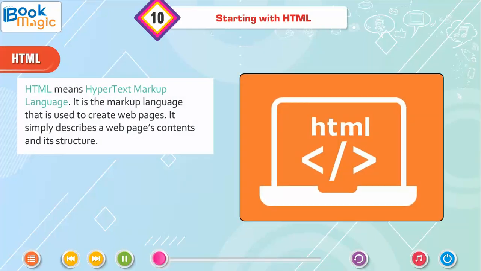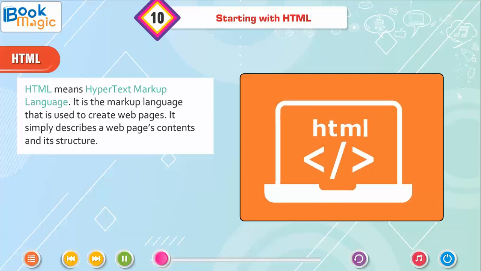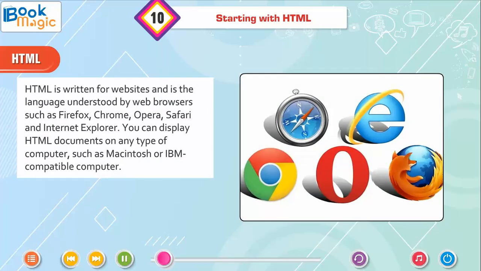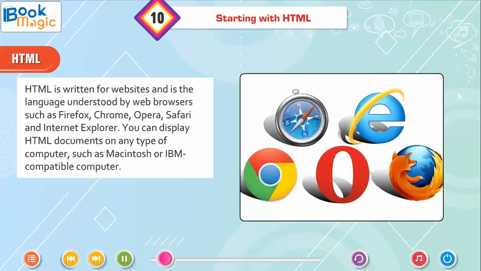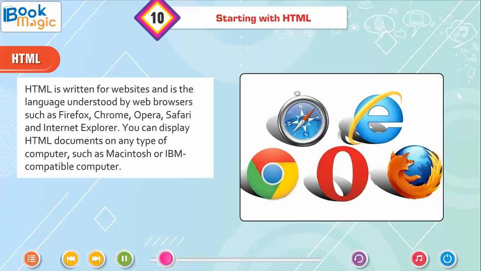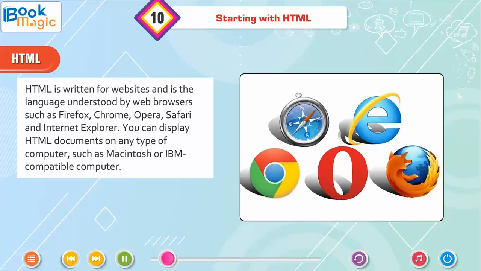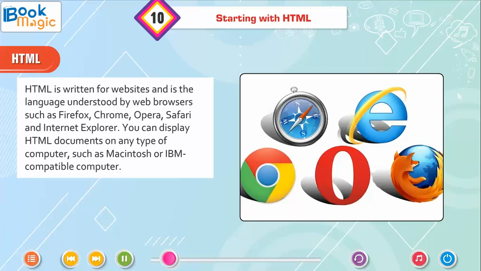HTML. HTML means Hypertext Markup Language. It is the markup language that is used to create web pages. It simply describes a web page's contents and its structure. HTML is written for websites and is the language understood by web browsers such as Firefox, Chrome, Opera, Safari, and Internet Explorer. You can display HTML documents on any type of computer, such as Macintosh or IBM-compatible computer.